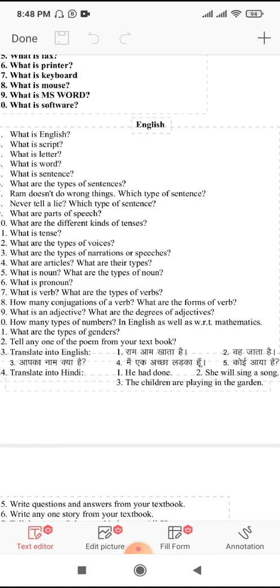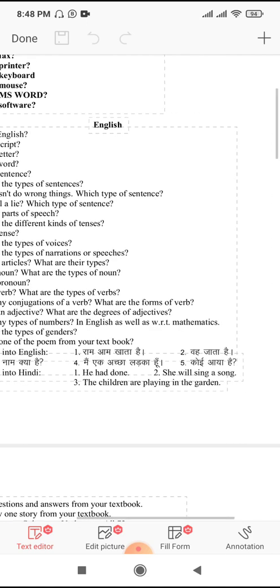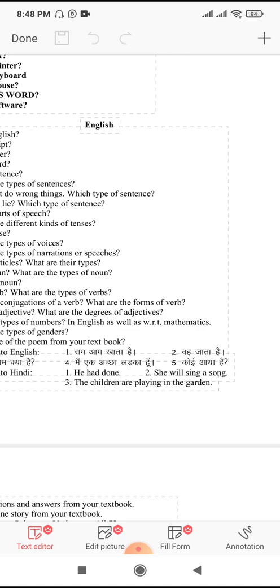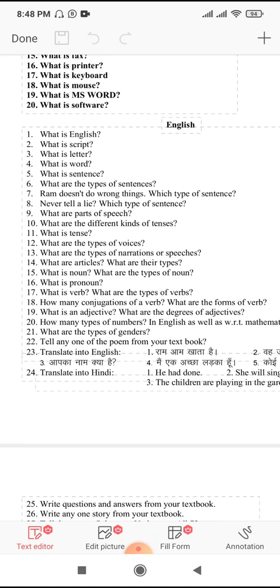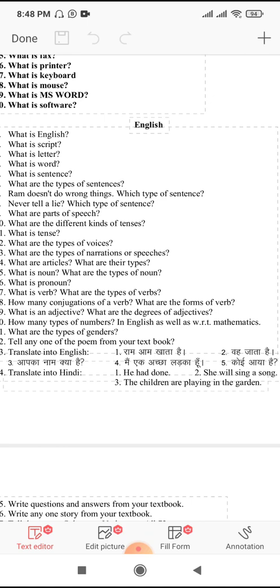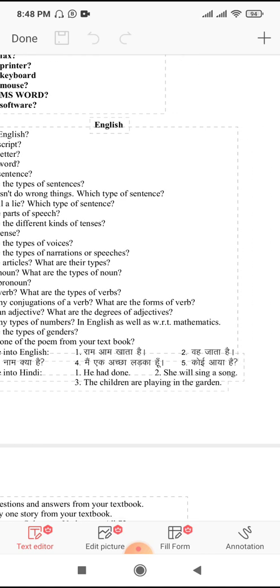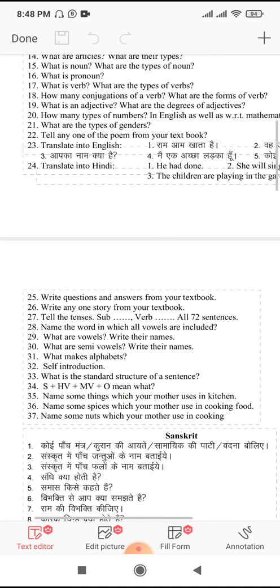Translate into English. राम आम खाता है. Ram eats a mango. वह जाता है. He goes. मैं एक अच्छा लड़का हूँ. I am a good boy. कोई आया है. Somebody has come. आपका नाम क्या है? What is your good name? Translate into Hindi. He had done. वो कर चुका था. She will sing a song. वह एक गाना गाएगी. The children are playing in the ground. बच्चे मैदान में खेल रहे हैं.